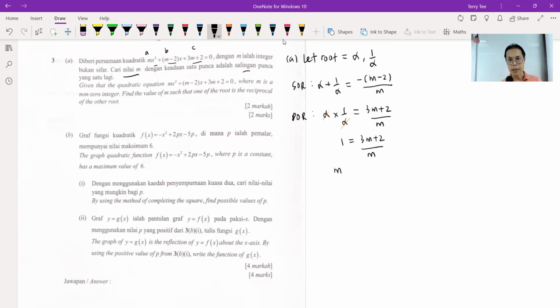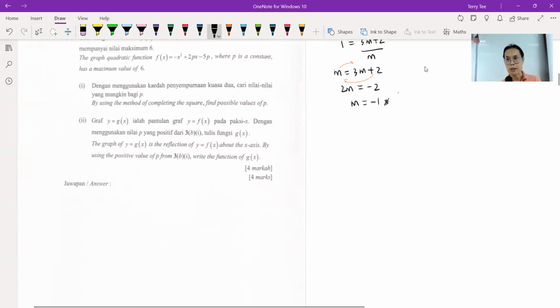Let us multiply over m: 1 times m is m, so m equals 3m plus 2. Bring over, 2m equals to negative 2. I'm bringing this to the right, bringing this to the left. My m is now negative 1. Okay, so do you need to find alpha? No, we are just finding the value m. So we can stop here. So the SOR here, if you don't want to write, is okay. It doesn't matter. It doesn't help us to find the value m.